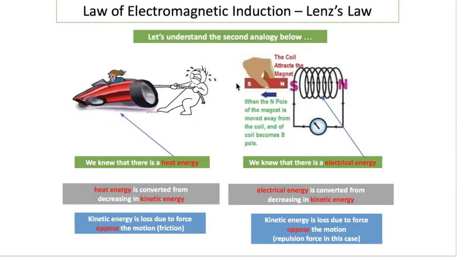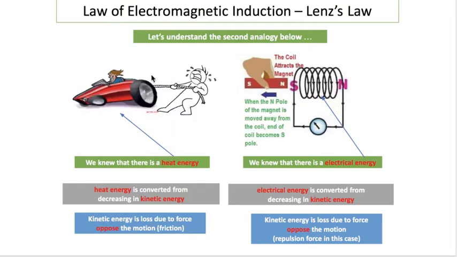So for example, you're driving. All of us know that when you're driving, kinetic energy and friction exist. The friction exists because of the tire. But what exactly is friction? In this case, friction is the opposing force, meaning it's trying to pull back the car. But then heat energy also exists from here.